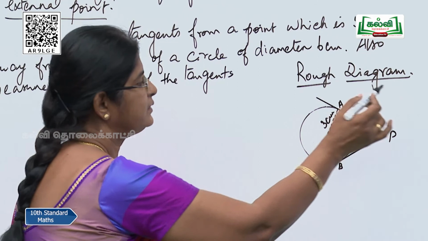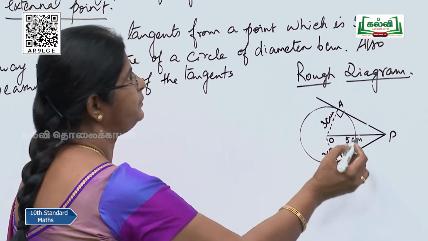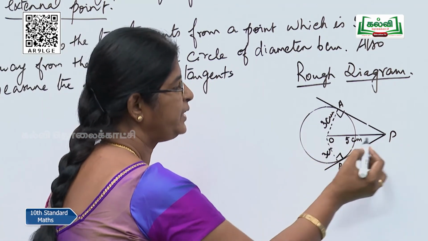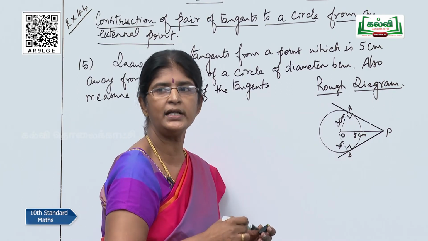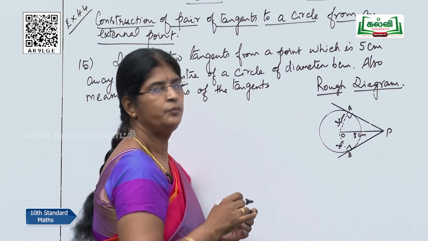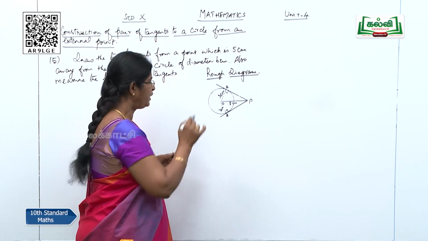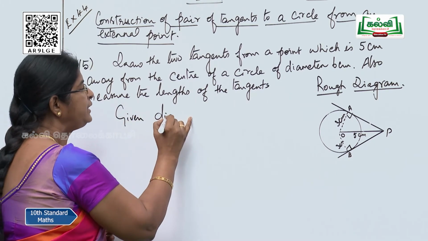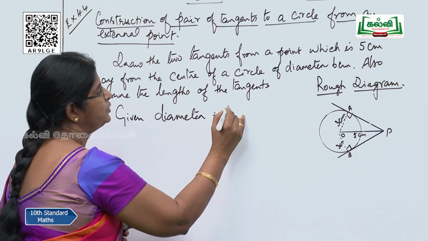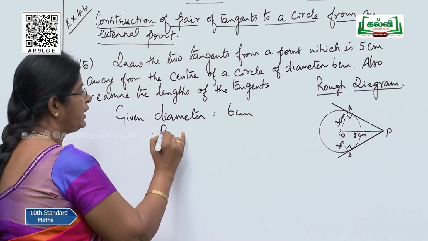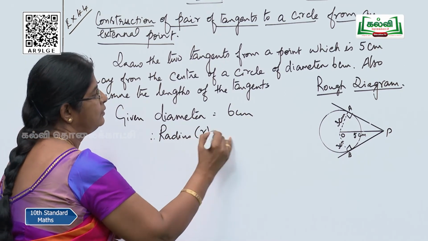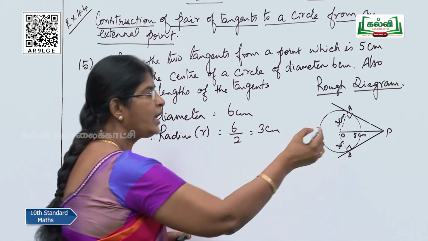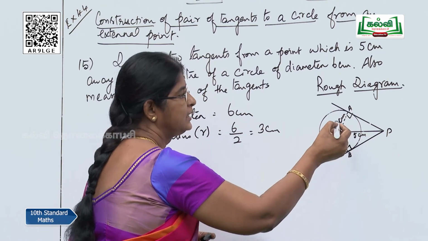We have drawn a rough diagram with OP length as 5 centimeter because it is 5 centimeter away from the center. Center is O, so the length OP is equal to 5 centimeter. They have given the diameter of a circle. So we are not going to take the diameter as it is, we are going to convert it into radius. So, what is given? Diameter is equal to 6 centimeter, therefore radius is equal to 6 by 2, which is 3 centimeter. That is why I have written OA and OB length as 3 centimeter.